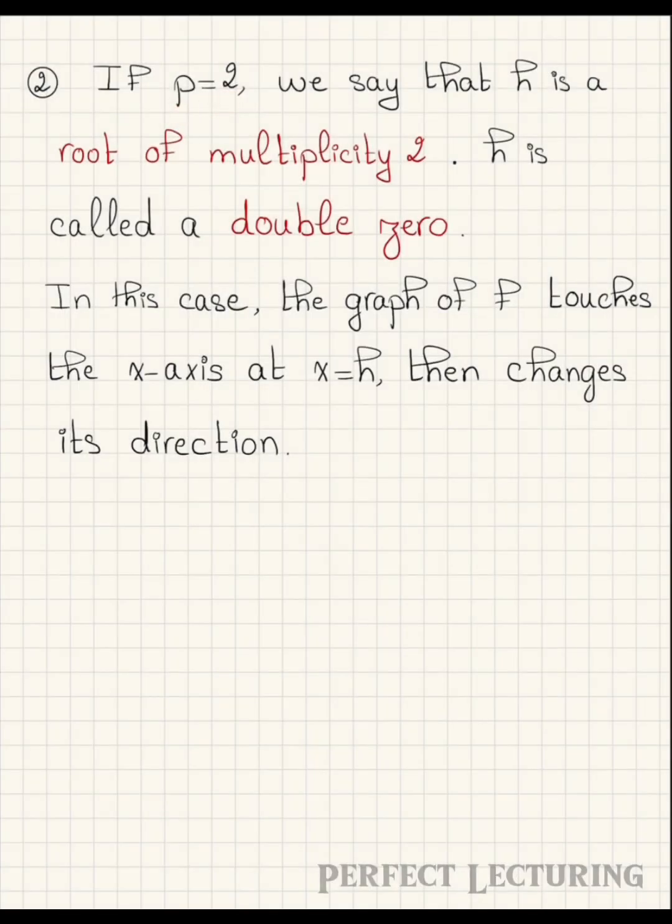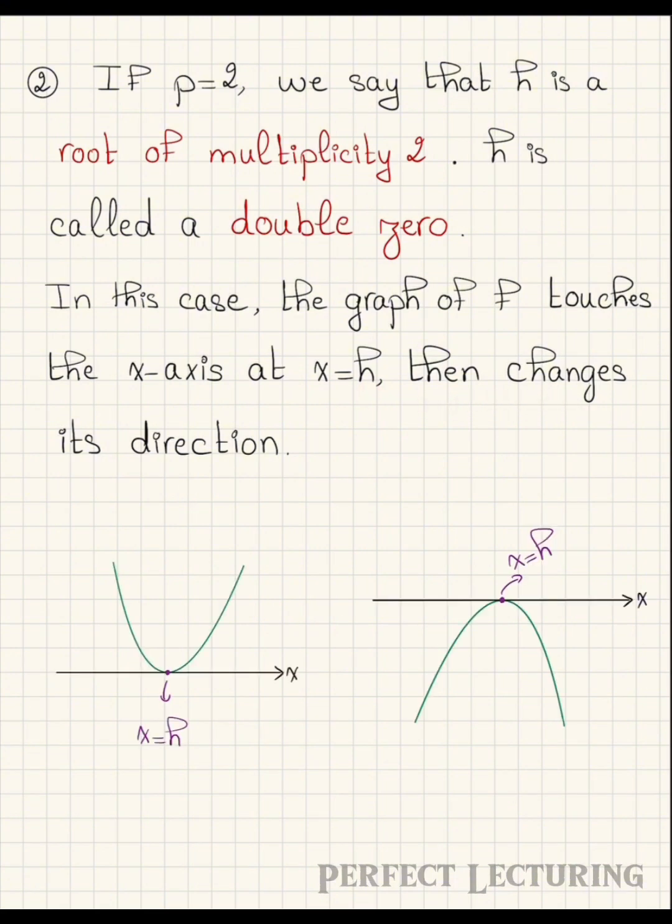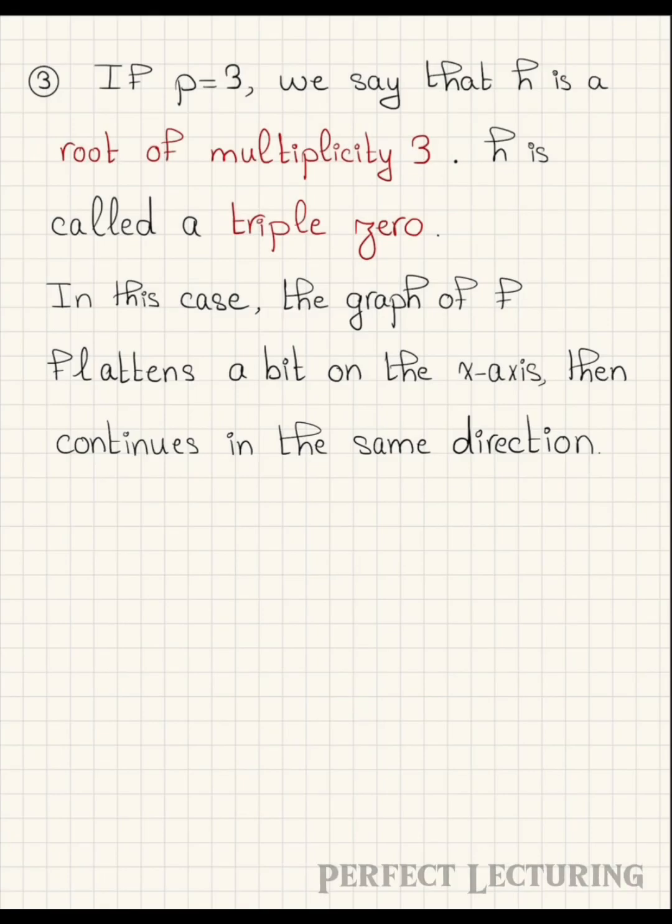What if p is equal to 2? Then we say that h is a root of multiplicity 2, so the multiplicity is just the exponent of the factor (x minus h), and in this case h is called a double zero. How does the graph look like at x equal to h in this case? It touches the x-axis at x equal to h, then changes its direction. And these are two examples. Let us assume that h is a double zero here, so either the graph moves down, then up, or goes up, then changes direction. One more case, what if p is equal to 3?